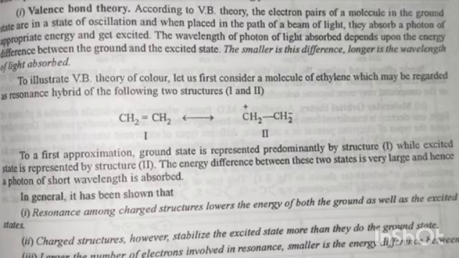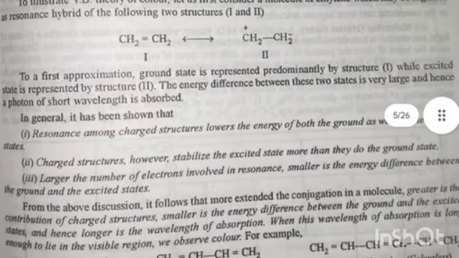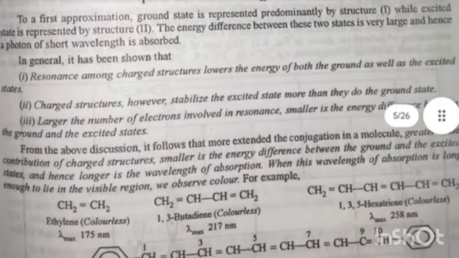To illustrate the VB theory of color, let us first consider a molecule of ethylene, which may be regarded as a resonance hybrid of the following two structures, 1 and 2. To a first approximation, the ground state is represented predominantly by structure 1, while the excited state is represented by structure 2. The energy difference between these two states is very large, and hence a photon of short wavelength is absorbed.